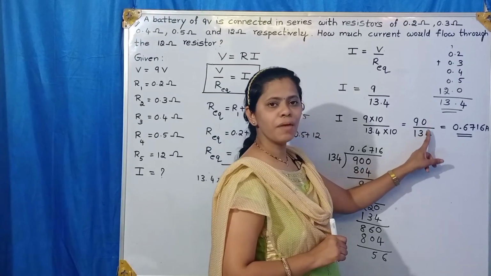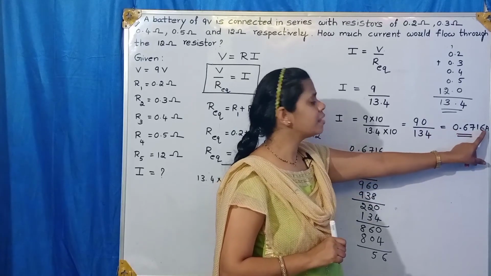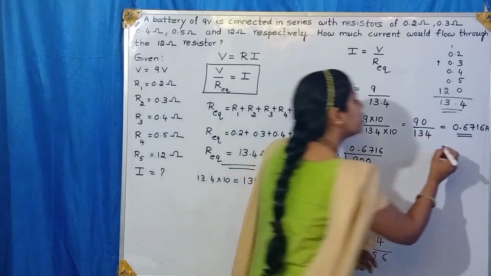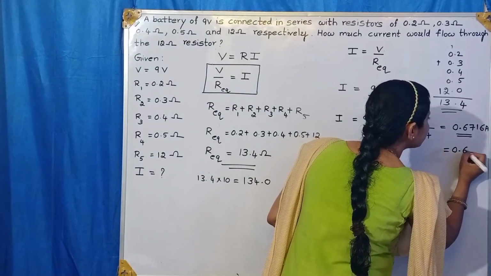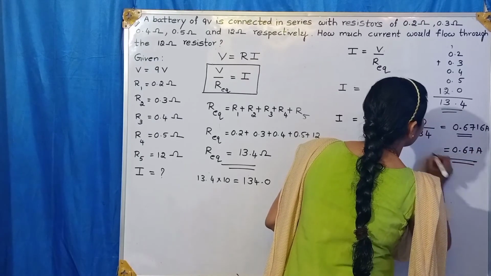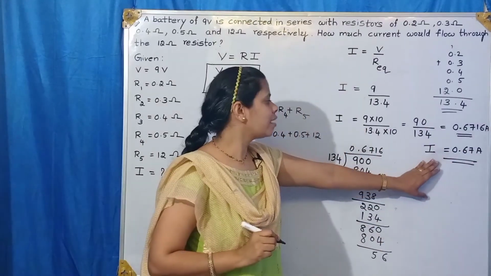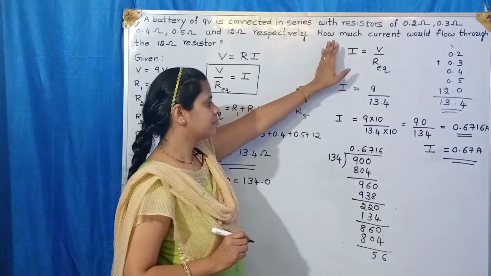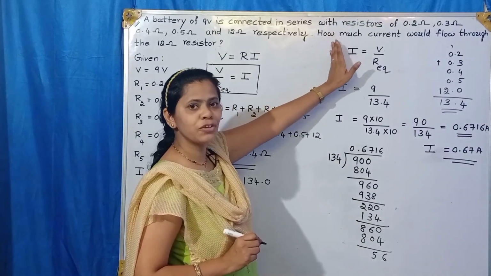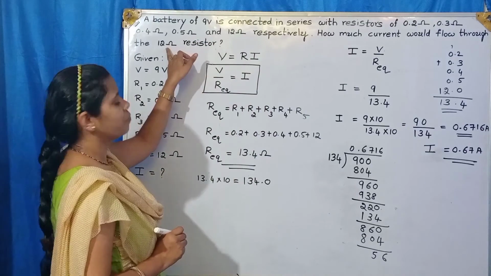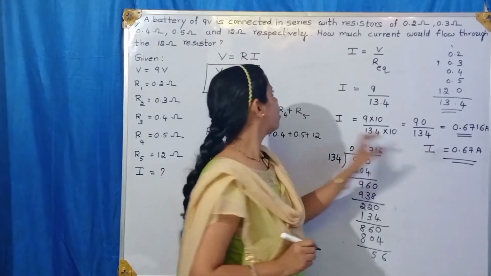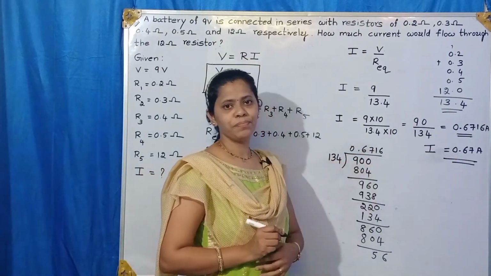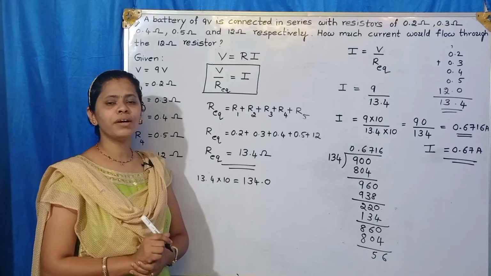After dividing 90 by 134, we get 0.6716 ampere. You can see the calculation here, and we will write it as approximately 0.67 ampere. That is, the current flowing through each resistor is 0.67 ampere. Since they have asked for the particular 12 ohm resistor, the current flowing through the 12 ohm resistor is 0.67 ampere. Hope you have understood. Thank you.